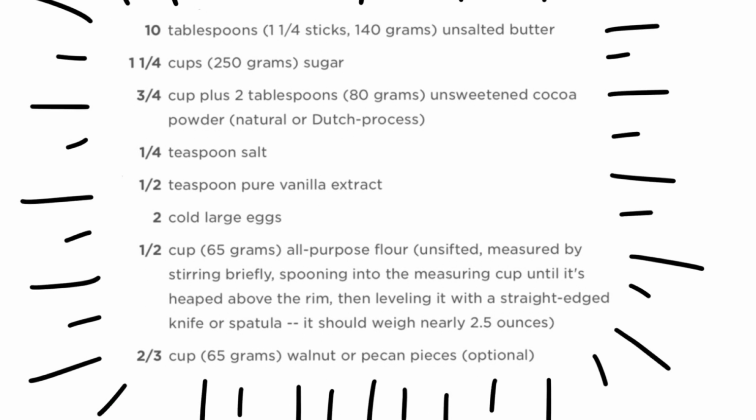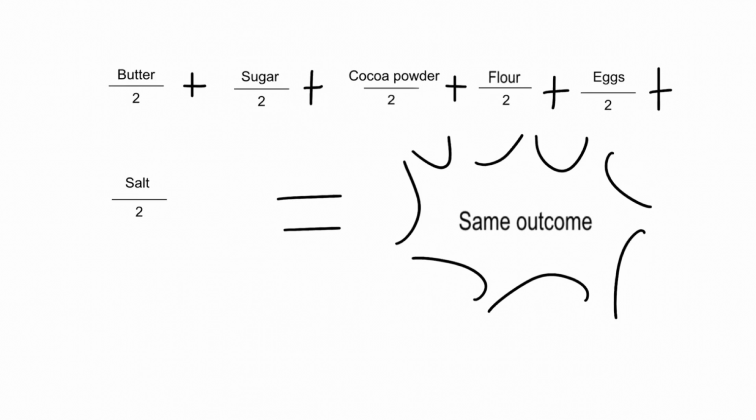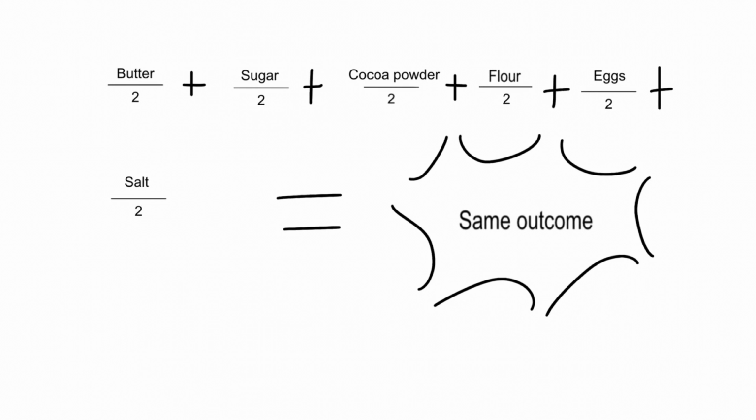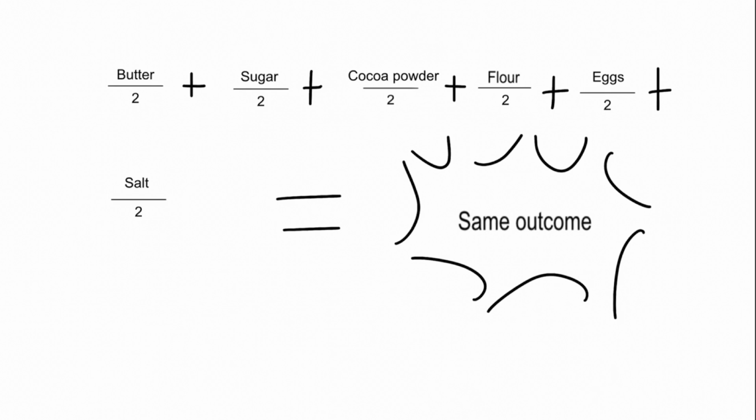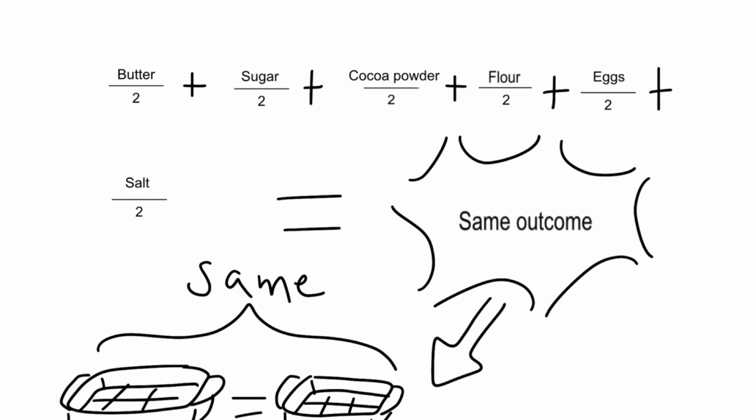When splitting ingredients, you need to make sure to keep all the ingredients at the same ratios that they were originally. And this means that you need to divide each ingredient by the same amount, or in this case, in half. In halving the recipe, you realize that in keeping the ratios the same, the brownie should turn out the same.